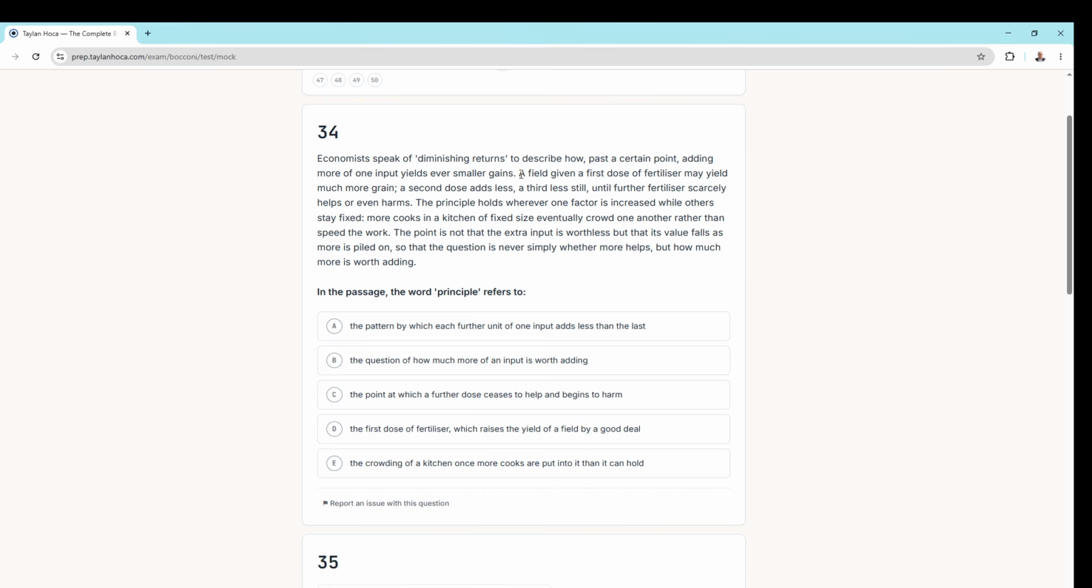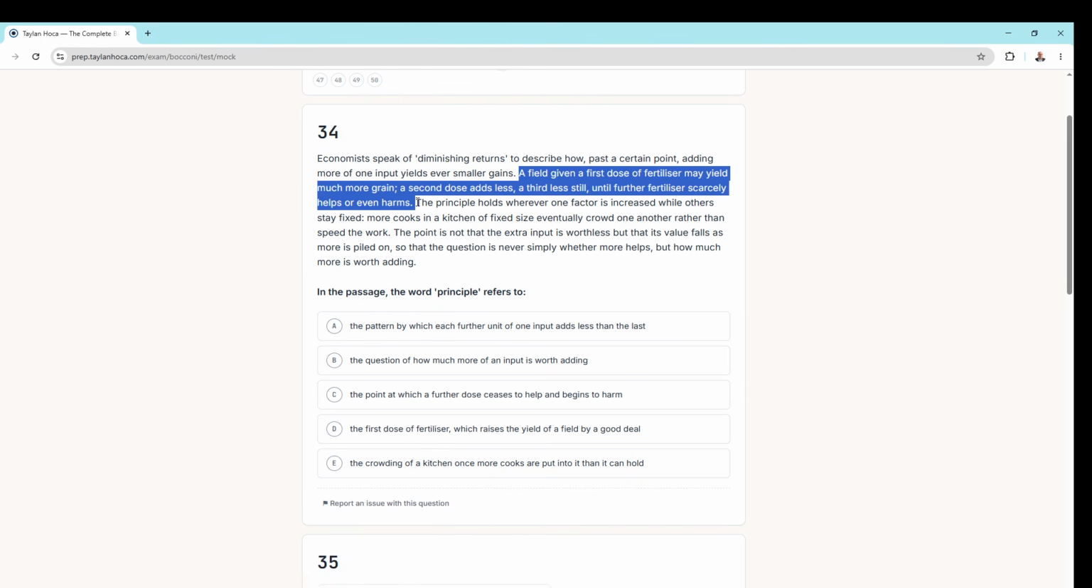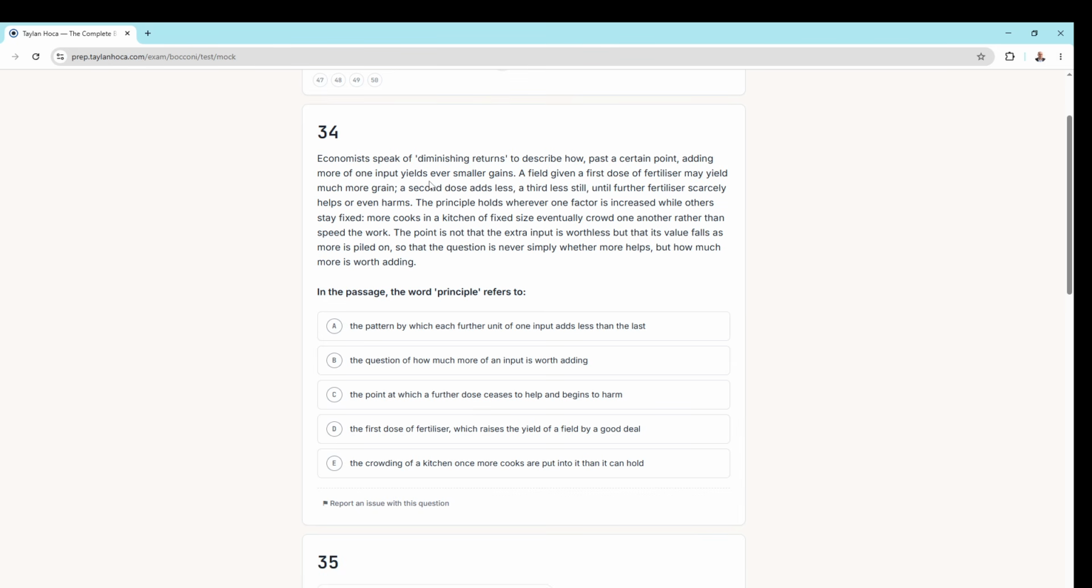Now one sentence previous, now I found the principle, diminishing returns. To describe how past a certain point adding more of one input yields ever smaller gains. Look, I went to principle. They said the principle holds. Therefore, they mentioned it before. I went there, the previous sentence, it was again an example of that principle. I went one sentence previous, now I have my principle.